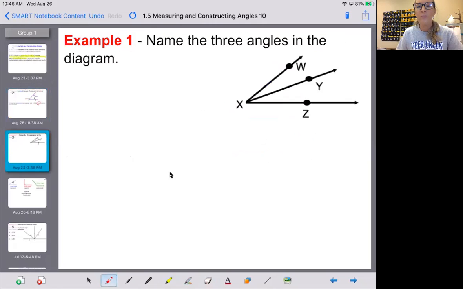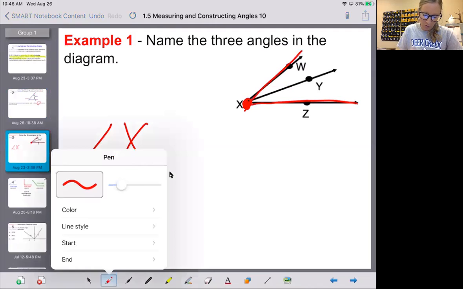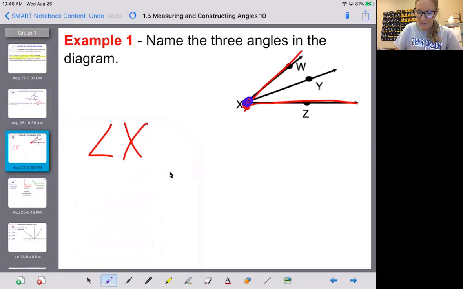So here's an example. It says, name the three angles in the diagram. Now, if I were to just say angle X, of course, you're looking at this vertex right here, but you could be thinking many different angles. You might be thinking angle X is the big one. Okay, sure. You could also be thinking that angle X is this angle here at the top, right? So when you see a vertex like X that is going to several different angles, you cannot call it angle X anymore, because we would be confused which angle you're talking about.